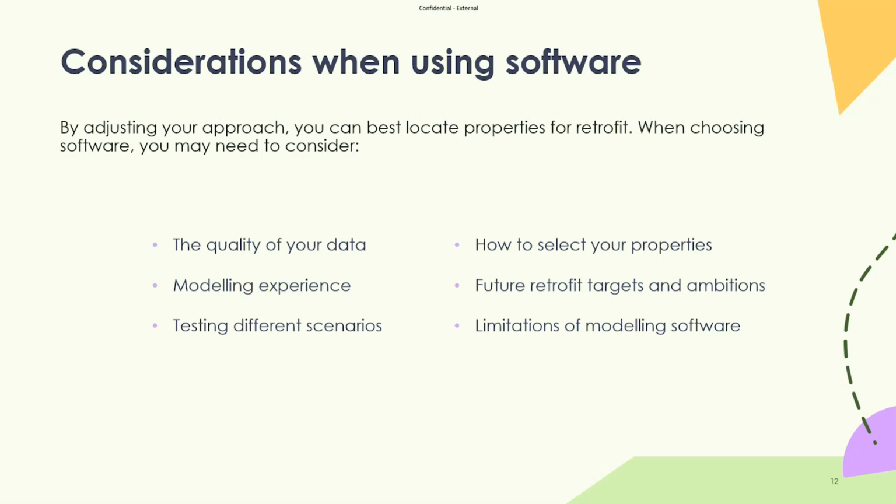Does it allow you to set different targets? So if you want to set an EPC band C target, but also want to set a 90 kilowatt per hour per meter squared target, is there the capability for doing that? And how you select your properties.